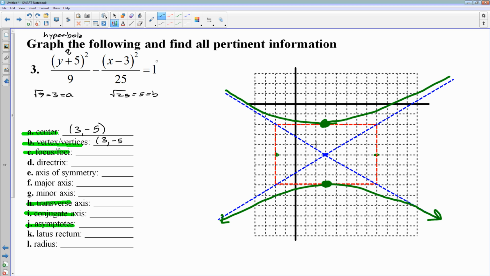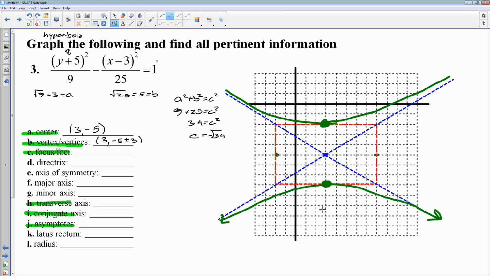So from -5, I went up 3, and I went down 3, plus and minus 3. The foci, we're going to need c. Now with the hyperbola, it's a squared plus b squared equals c squared. So we'll see a squared is 9, b squared is 25. 9 plus 25 is 34. And c is the square root of 34, which is pretty close to 6.